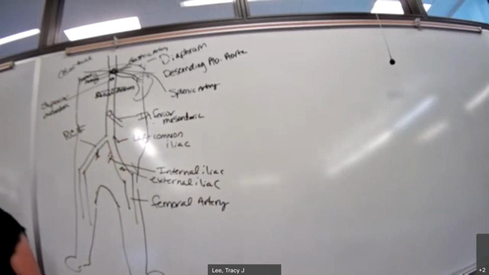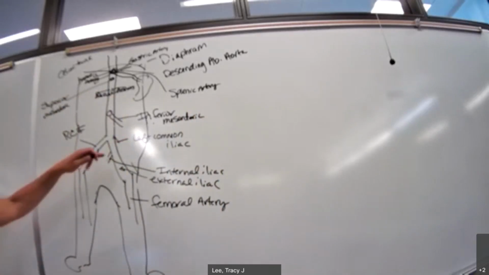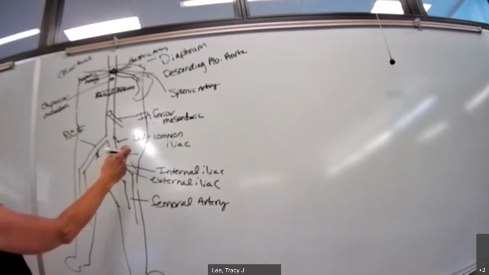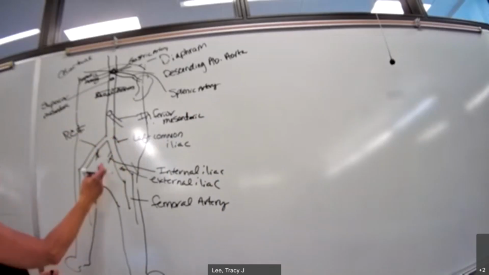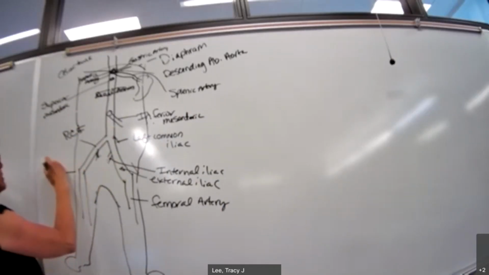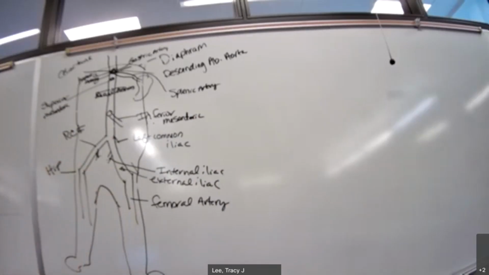And this is going to feed my lower intestines. I have my V at the bottom. These become left and right common iliac, left and right internal iliac, left and right external iliac. When they go over the hip bones, they become my left and right femoral arteries.